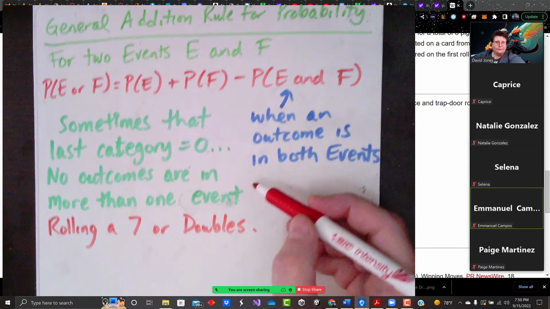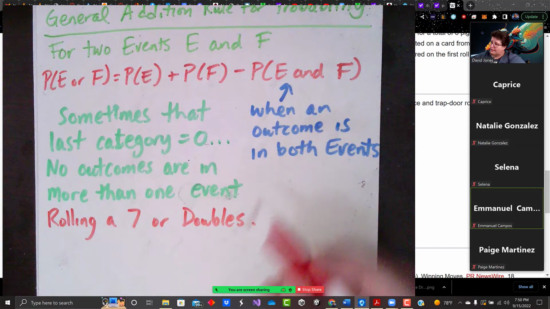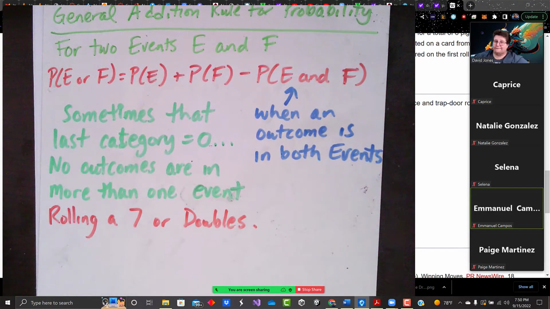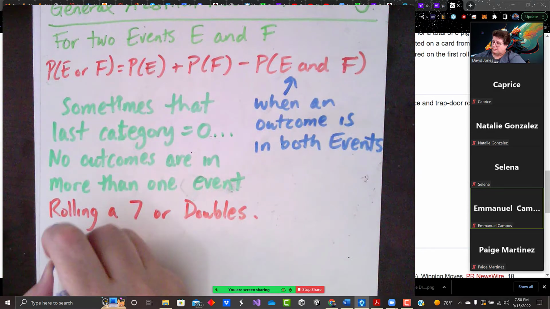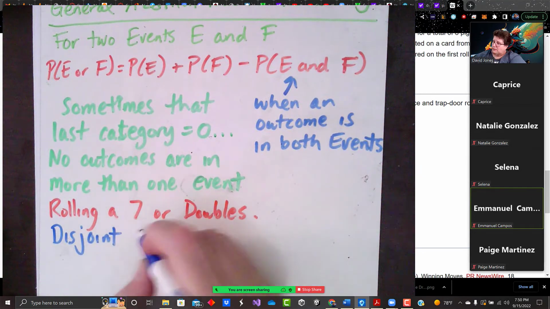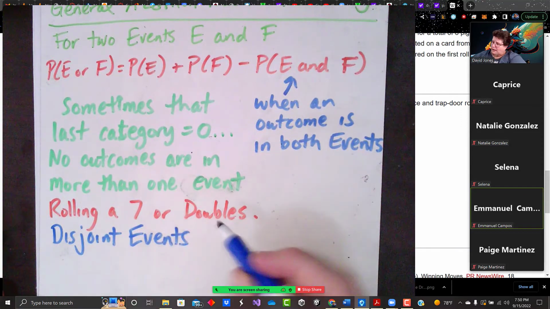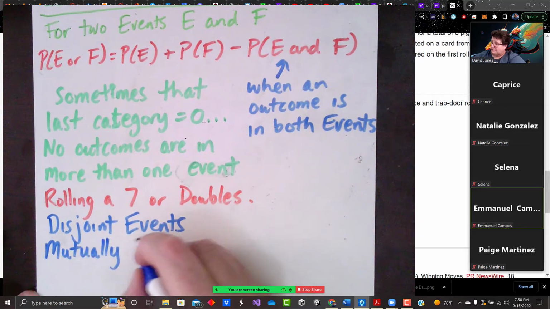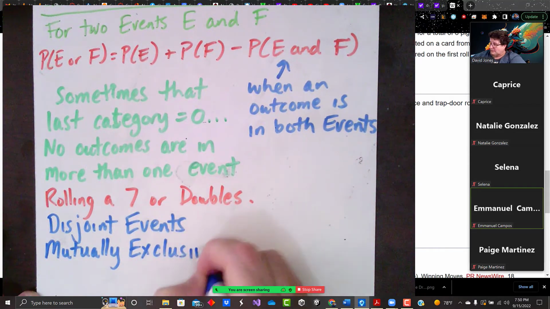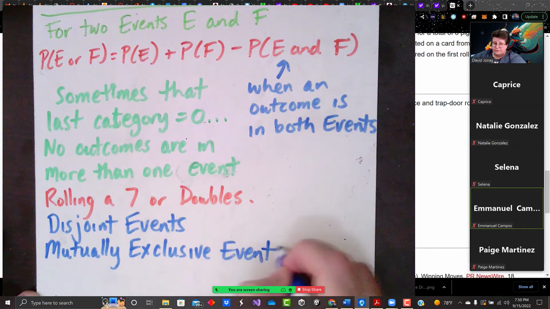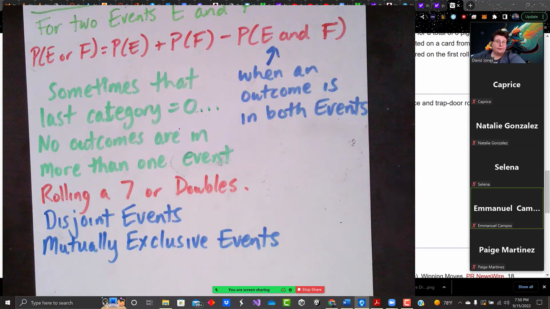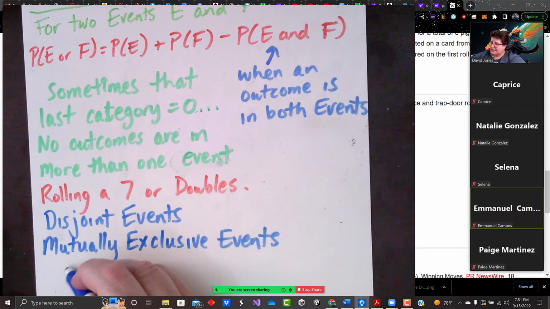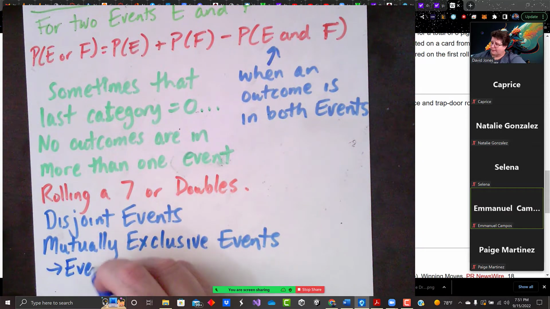So when this happens, these events are called disjoint events. And another name for it is mutually exclusive events. I wish they didn't use 2 different ways of saying it, but this is what it means. Are events that have nothing in common.